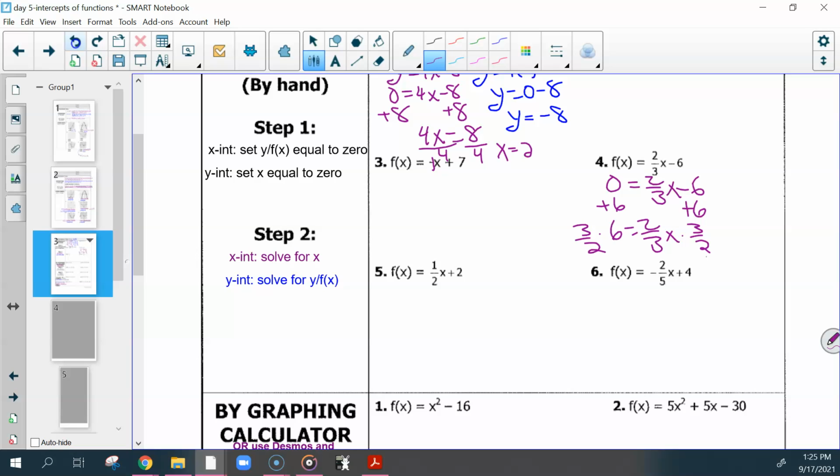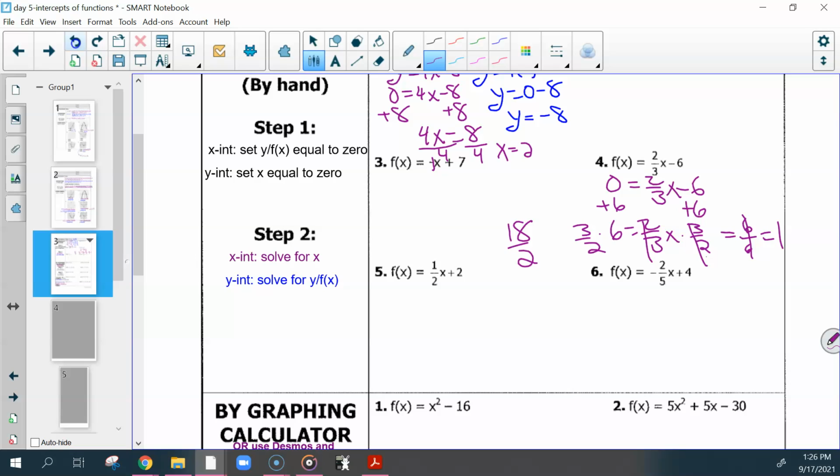When I multiply 2/3 by 3/2, I get 6/6, which is 1. So these cancel each other out. And then multiply this together and divide.